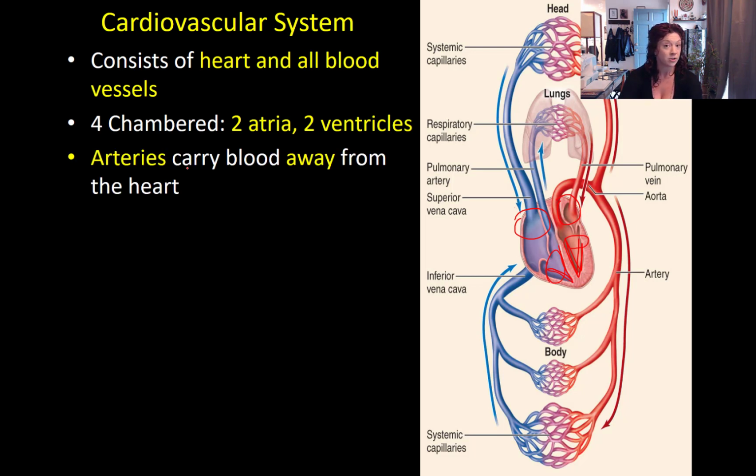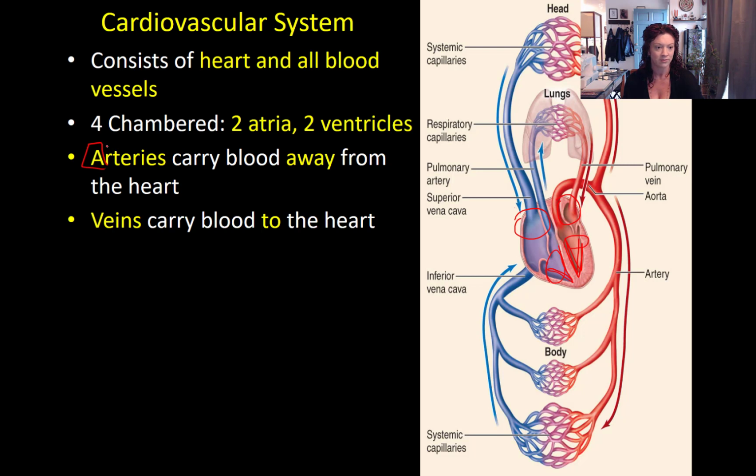Now, there's 2 major types of blood vessels. There are arteries and veins. Arteries carry blood away from the heart. A for away. So arteries, focus on this A. A for away. That's key. Veins carry blood to the heart. Now, it doesn't matter what kind of blood it is. It doesn't matter what's in the blood. All that matters is what direction the blood is flowing through a particular vessel.